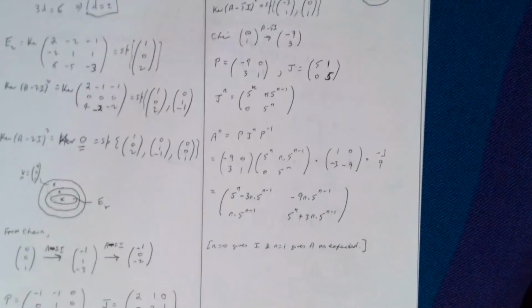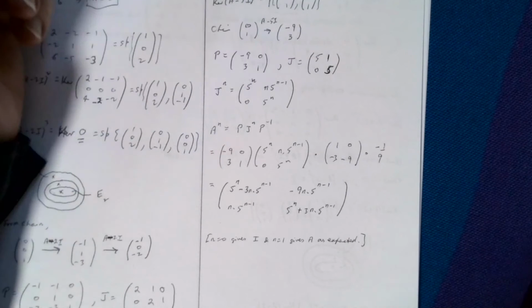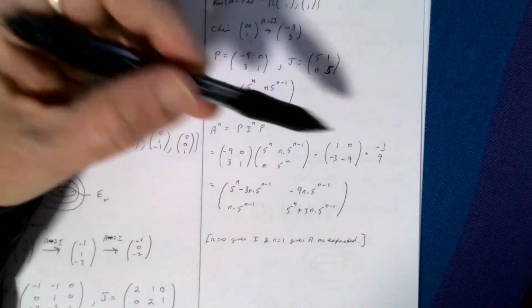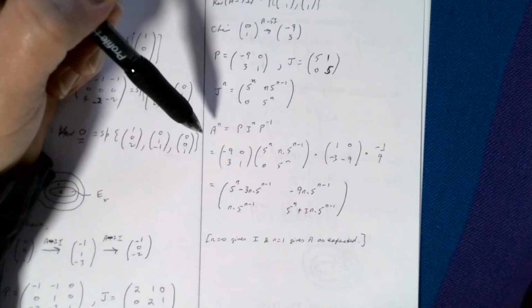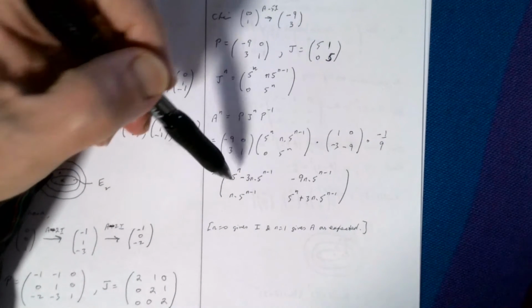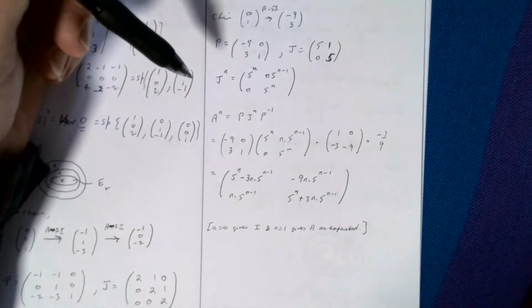In the usual way, A to the n then is P times J to the n, P inverse. So I plonk those matrices down here. This is the determinant here I'm dividing by. And you multiply all this out. I didn't go through the arithmetic here. You multiply it all out and you get this matrix here, which is 5 to the n minus 3n times 5 to the n minus 1, and so on.